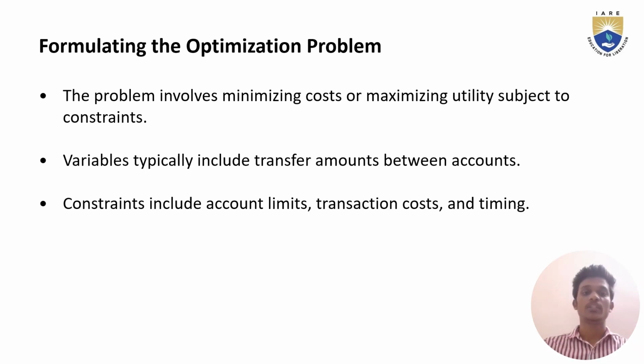Formulating the optimization problems. The problem involves minimizing costs or maximizing utility subject to the constraints. Variables typically include transfer amounts from one account to another account. Constraints include account limits, transaction costs, and timings.